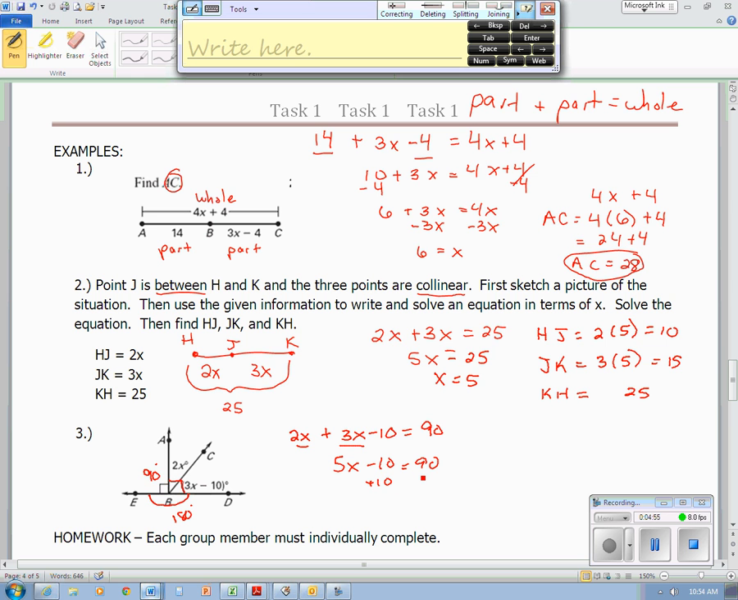If I add 10 to both sides, I get 5x equals 100. So divide by 5, and I would get x to be 20. Okay, so now that we know that x is 20, we can plug that back into the two angles. So the measure of angle ABC, okay, would be 2 times 20, which is 40 degrees. And the measure of the other missing angle would be angle CBD, which is 3 times 20 minus 10. Okay, and 60 minus 10 would be 50 degrees. And again, the 40 plus the 50 adds up to 90 degrees.